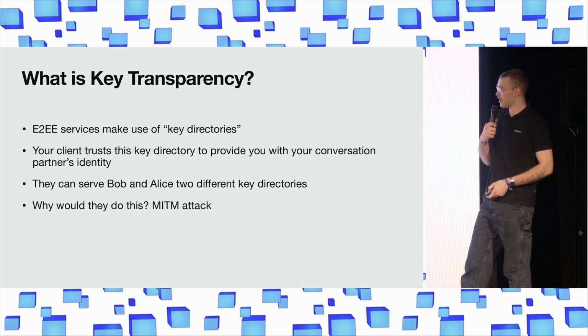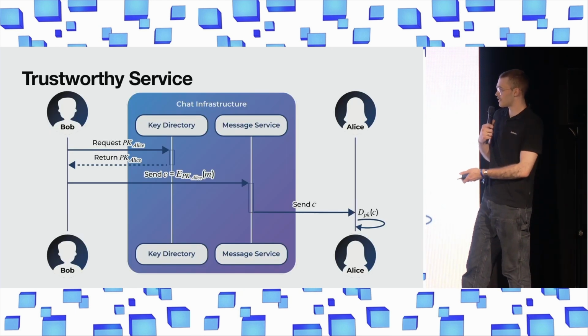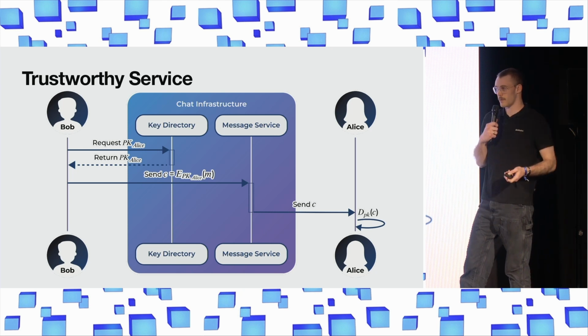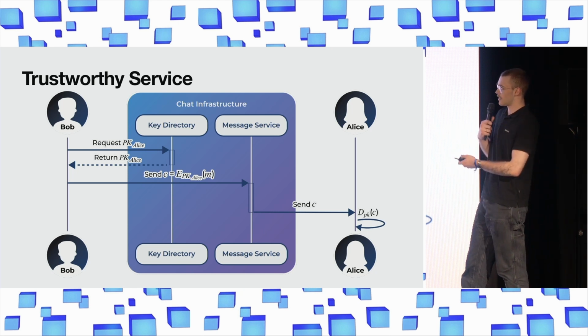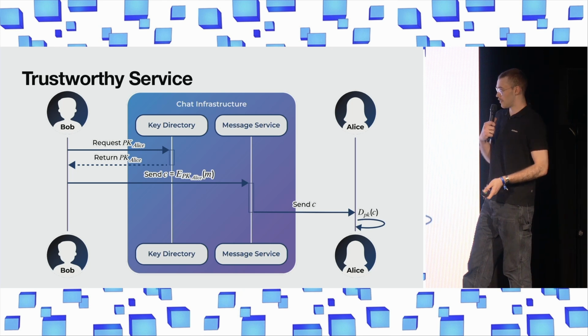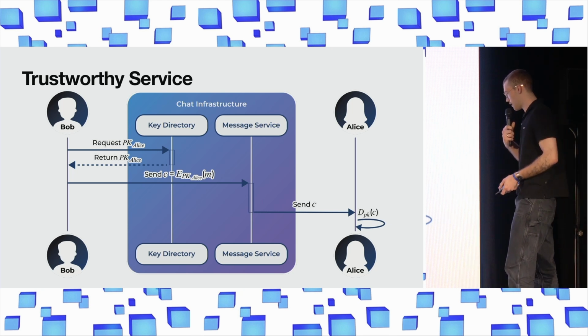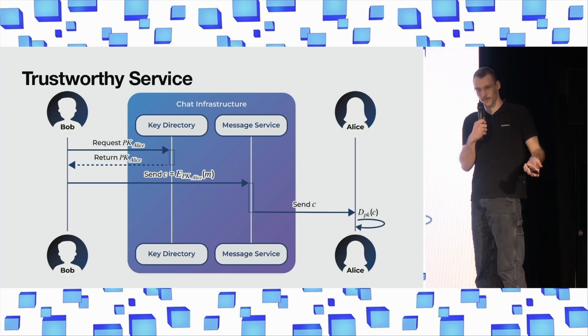How does it work? Well, this is how it works in a trustworthy service, so this is what we kind of expect. If Bob wants to talk to Alice, Bob requests Alice's public key from the key directory. The key directory returns Alice's public key. You encrypt your message with her public key, and then that gets relayed to the message service.